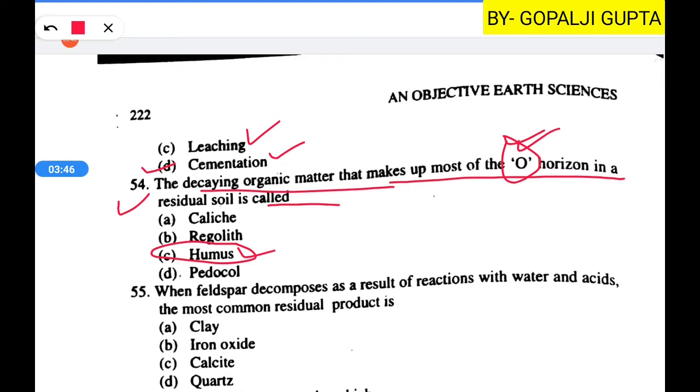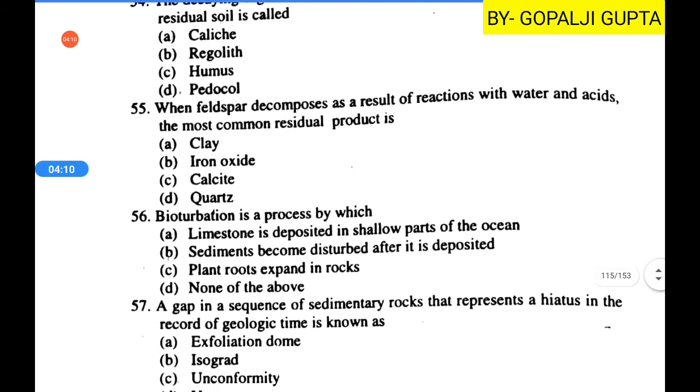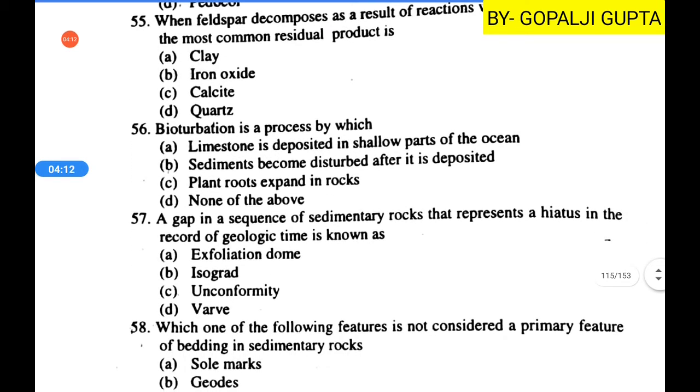Then the next question is, when feldspar decomposes as a result of reactions with water and acid, the most common residual product is what? By the weathering of feldspar, the most common product is clay minerals, like kaolinite, illite, and montmorillonite. Then you have the next question, 56.